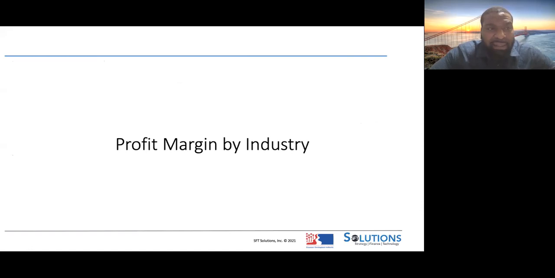So we talked about this a little bit in the strategy class, but I wanted to give you guys a quick overview. Your profit is decided in large part by the industry that you chose to join. So on average, landscaping companies are going to have similar profit margins. On average, retail stores are going to have similar profit margins.